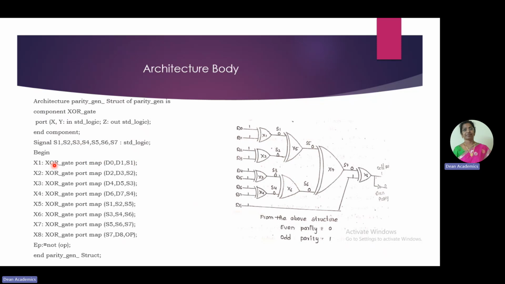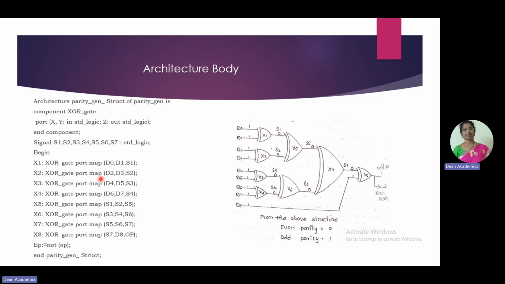X1, XOR gate. Here we have given the names X, Y as input and Z as output. And now in our design, D0, D1 are the inputs and S1 is the output. Therefore, X1 is XOR gate port map with D0, D1, S1. That means X is port mapped with D0, Y is port mapped with D1, and Z is port mapped with S1. Similarly, what is X2?